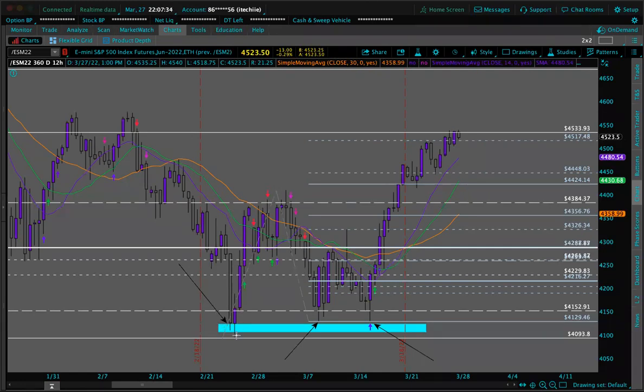So first test from this low, we rejected at the 43.84 level. Came right back down. We tested the 41.52 level, which was the first bottom. We came back up, tested 43.26, but more importantly, 42.88. That is here. Price has remained in here. From that rejection, we came back and tested that 41.29 and created a double bottom.